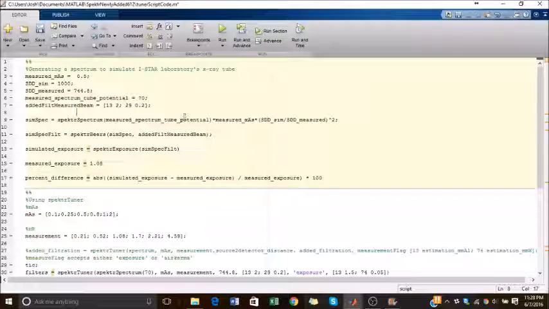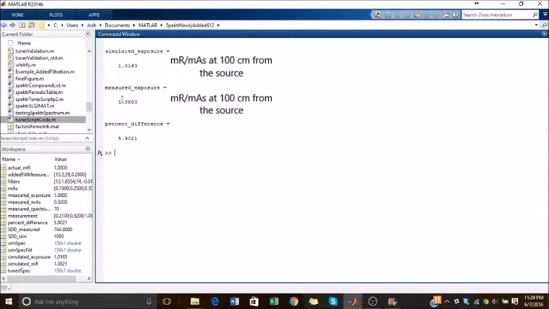A problem that many SPEKTR users face is modeling the spectral characteristics of a particular X-ray tube. To demonstrate this problem, exposure measurements were taken and compared to the exposure of a spectrum generated by SPEKTR at the same tube potential, MAS, source to detector distance, and added filtration as the physical exposure measurements. Running this, we see that there is a large percent difference between the measured and the simulated exposure.